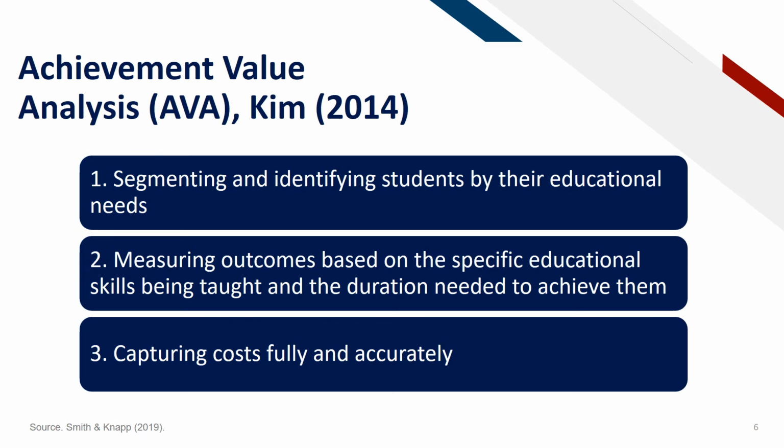Achievement value analysis by Kim 2014 was also used by Smith and Knapp in their research. While this could be considered a model, it's more of tips for use when you're doing return on investment research for educational environments. Now, the first thing that Kim challenges is making sure that you're grouping students by their need, and then you're going to take those needs and measure the outcomes based on the skills that are being taught and how long it takes for the students to achieve the outcome.